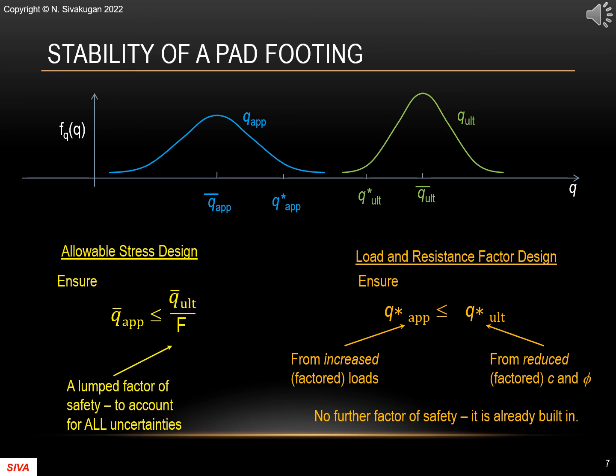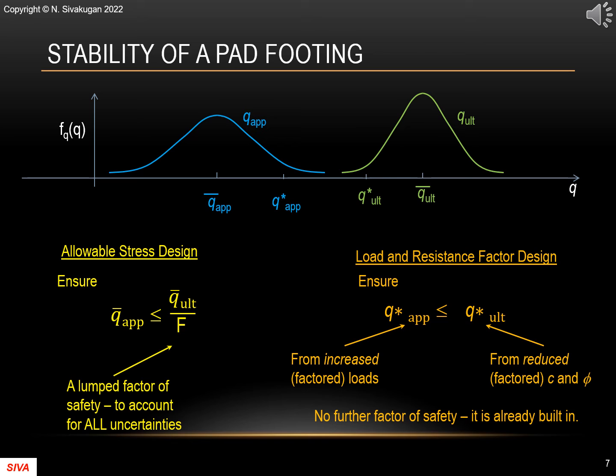In the allowable stress design, we deal with the mean values of the applied pressure and the ultimate bearing capacity, denoted by a bar in the figure. The ratio of the two is the factor of safety F, which is usually taken as 3. This large, lumped factor of safety takes into consideration the variabilities in the loadings, soil parameters and the design method.